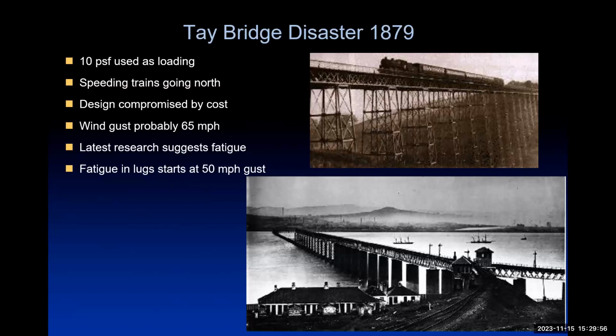However, 100 years after the collapse, it was found that it wasn't a question of what the loading was, it was a question of a fatigue problem. So the fatigue problem was the problem, and this fatigue behavior occurred in lugs which are shown to have started at 50 mile per hour gusts. So in practice, 10 pounds per square foot was a silly way to design the loads anyway.